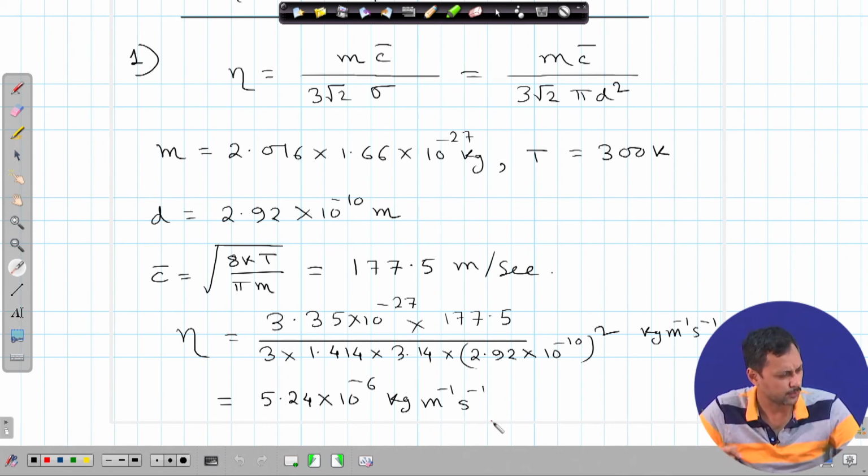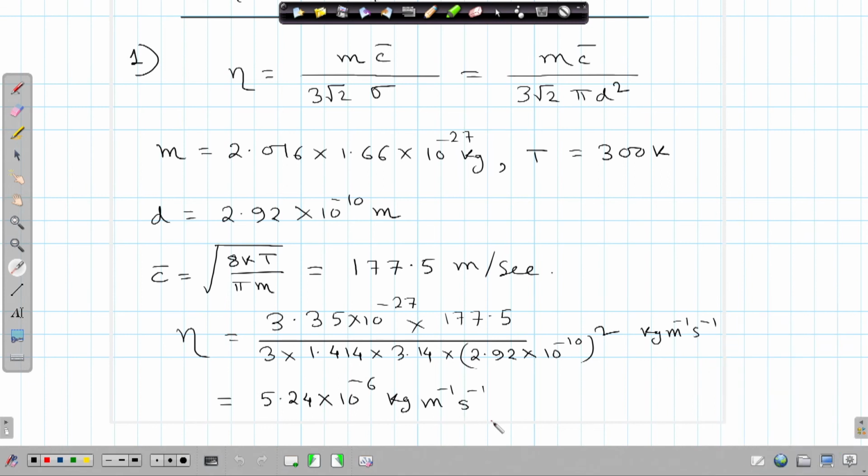So, it is a very straightforward, very simple problem, but it is better to practice such problems so that we have a feel for the numbers. We see that for a typical gas, the coefficient of viscosity, which is a measure of the viscous force, is pretty low.